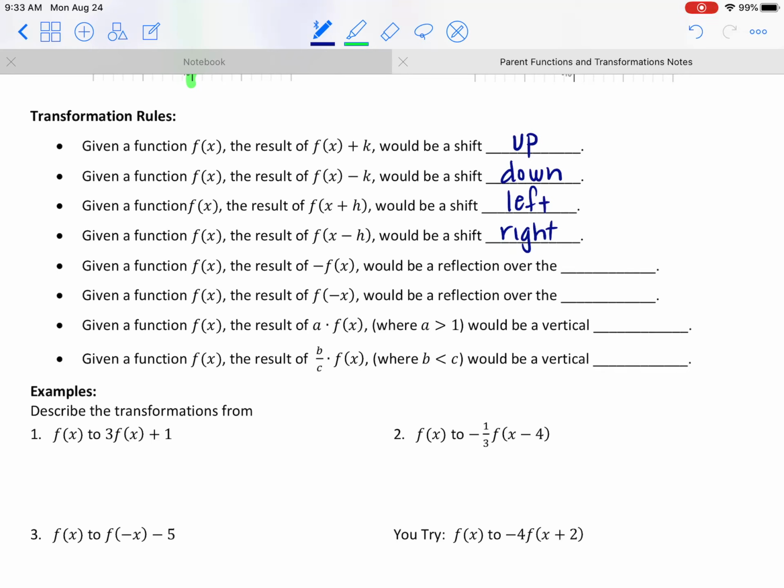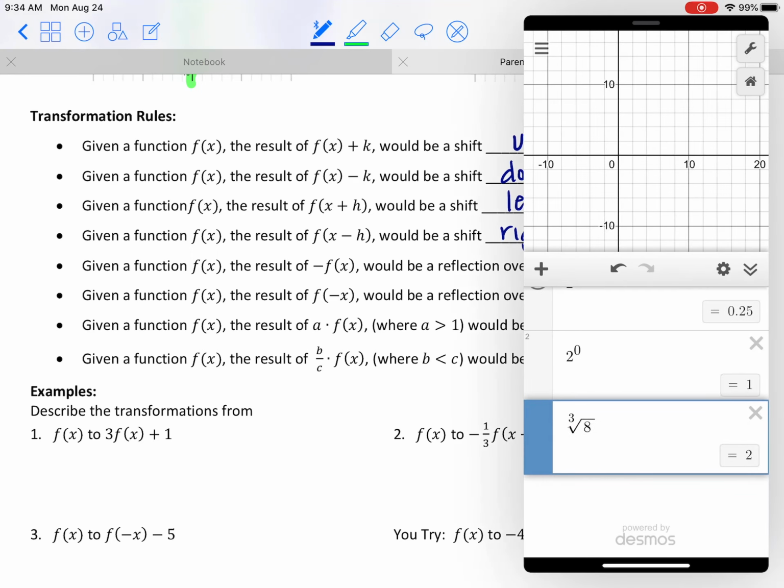When you multiply by a negative, it makes your graph reflect over the x-axis. When you multiply inside of the function by a negative, it makes it reflect over the y-axis. Again, I'll show you these in a second. When you multiply your function by something bigger than 1, it creates what we call a vertical stretch of the graph. And when you multiply your function by a fraction between 0 and 1, where the numerator is smaller than the denominator, it creates what we call a vertical compression of the graph. Okay? So let me show you what I'm talking about here.